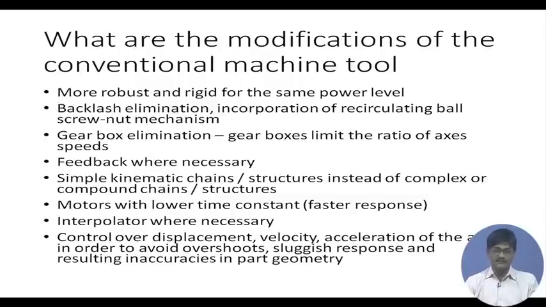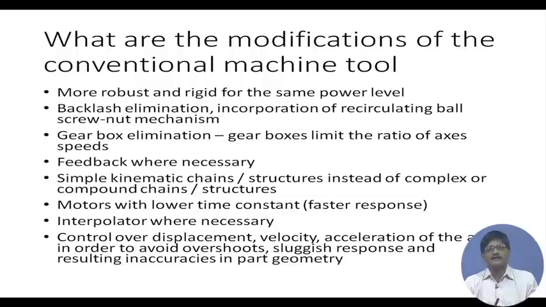Backlash elimination has to be there. Motions here have to be completely free of backlash, and for that a number of devices need to be incorporated. For example, the recirculating ball screw nut mechanism. Gearboxes establish definite ratios of motion between axes of motion in a particular machine. These gearboxes limit the ratios between axis speeds, and therefore, they are generally eliminated. But gearboxes for attainment of a particular range of speeds have to be there.